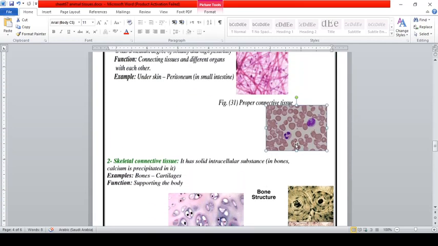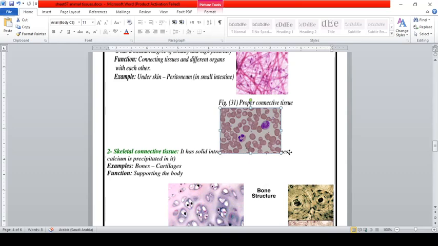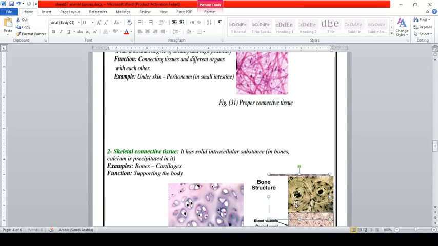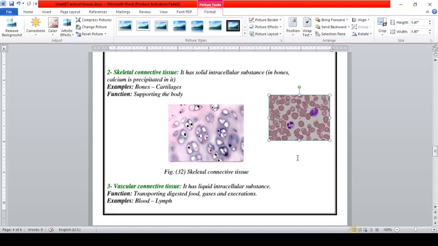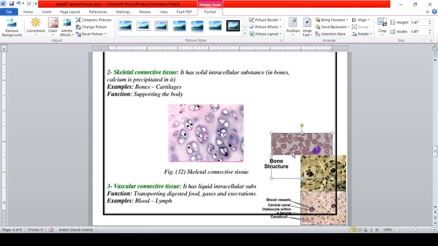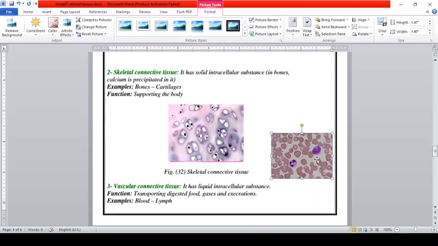This is a picture of the blood here, but it flowed not in its position. I don't know why. Here we have the blood, picture of the blood here.